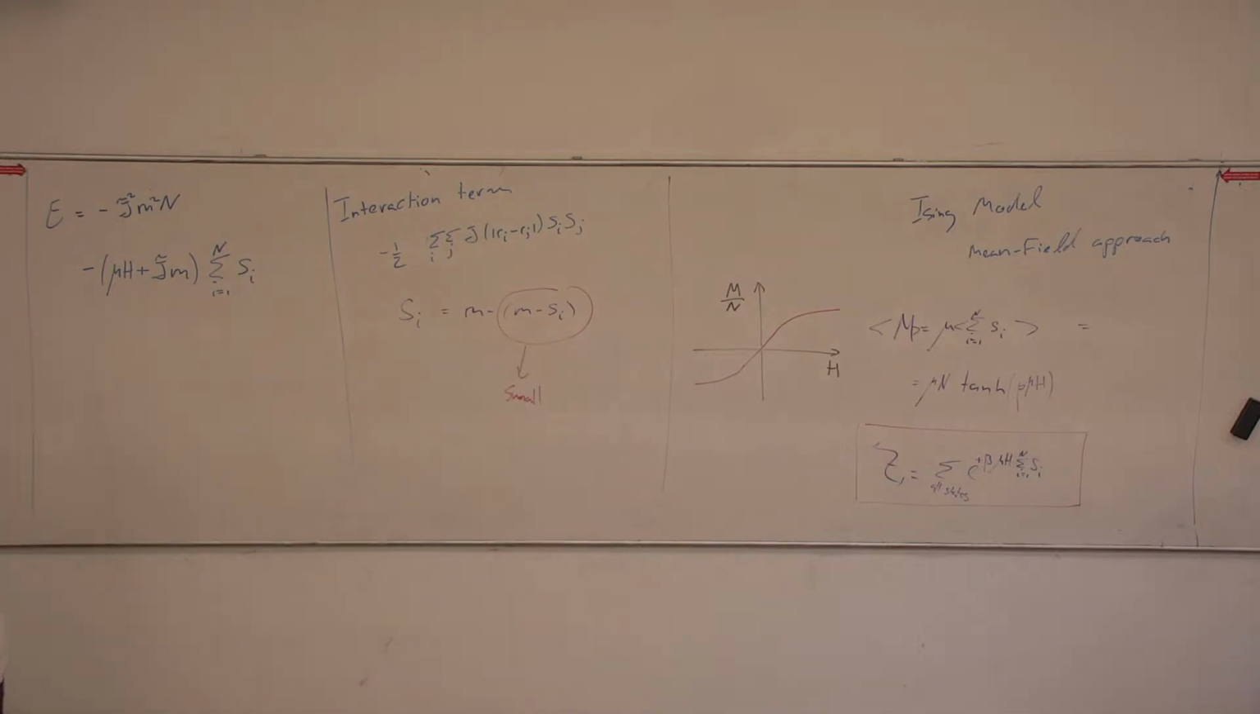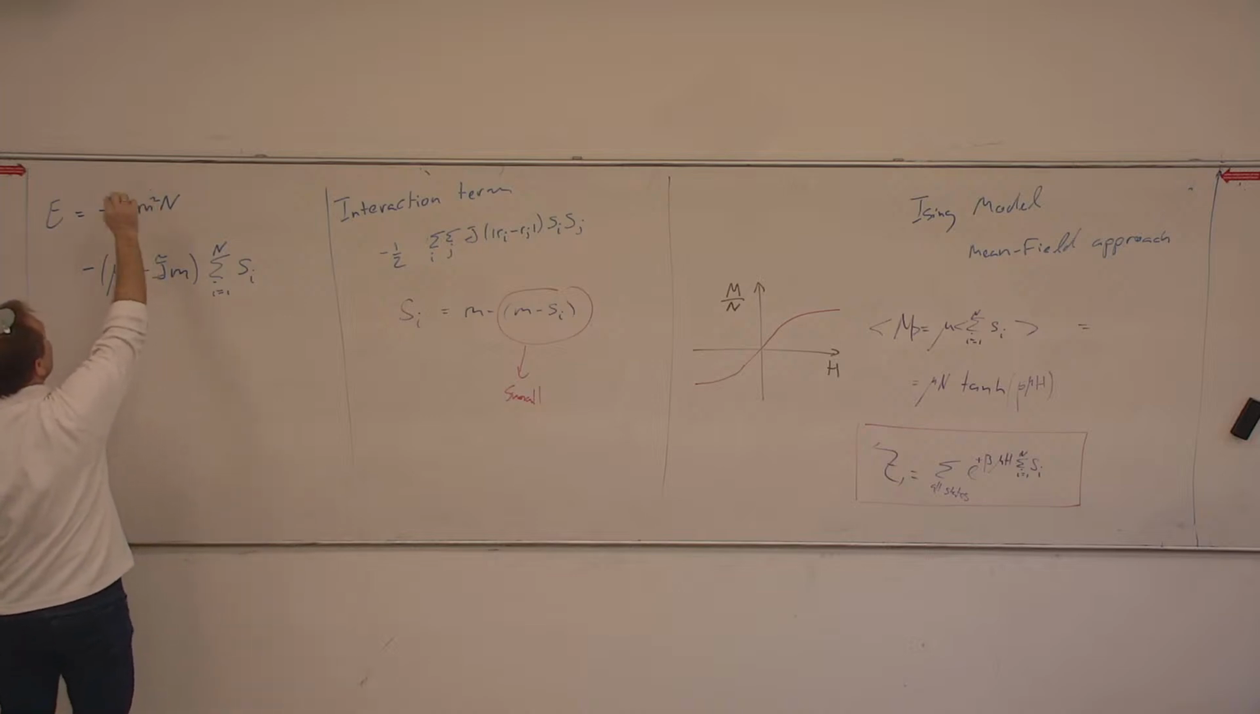Did they have J without the square in the first term? Okay. By the units. Yeah.